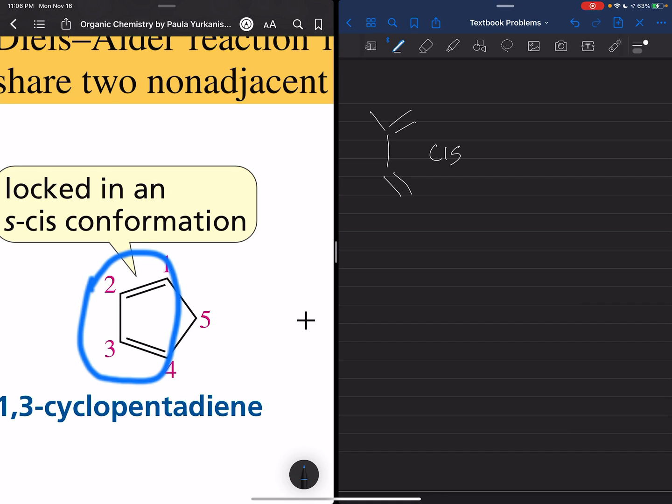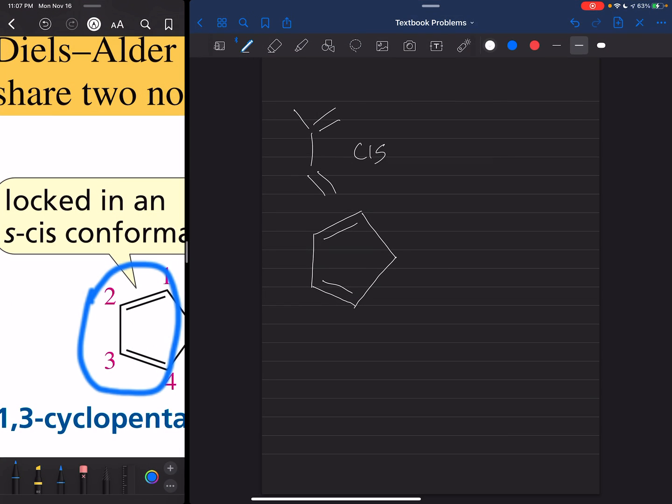Try to draw these a little nicer. That's my little pentagon there. And let's number our conjugated system like we always do. Now, still, we know that we're going to end up with a product that has a double bond between 2 and 3. All right, let's keep that in mind.